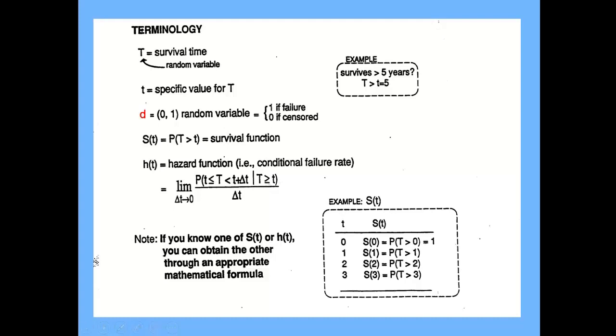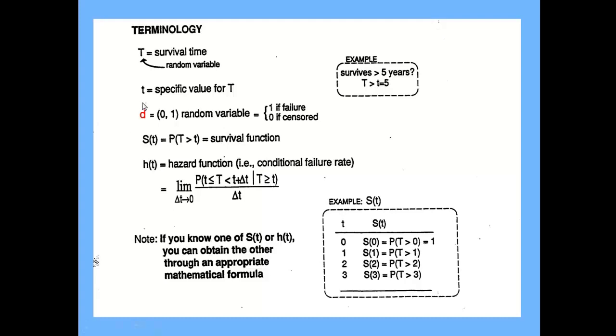What's the probability that somebody fails within a short time interval, t to t plus delta t, given that they survived up to time t? That's what it says. What's the probability that they fail in a short time interval once they got up to the point where they were okay at time t? They survived up to time t.